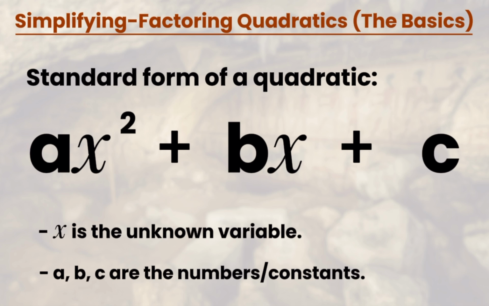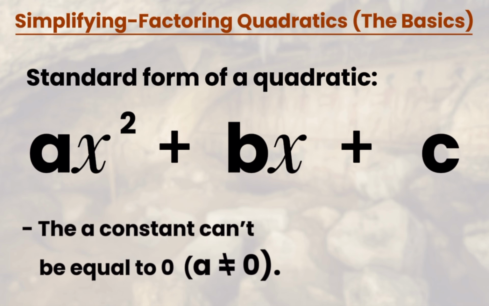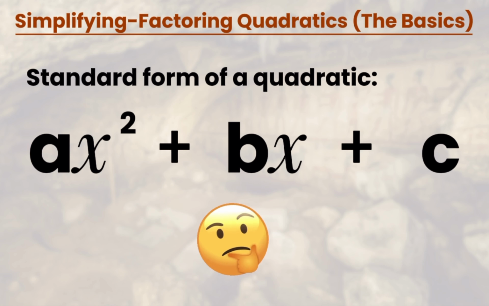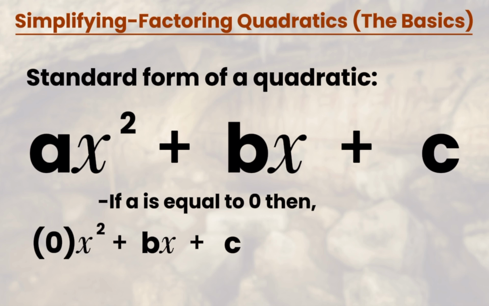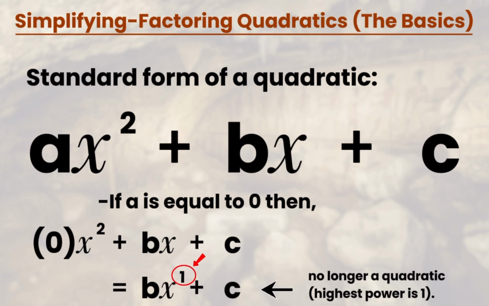Now, a major thing that has to be understood is that the a constant cannot be equal to 0. Why? Well, if a is 0, then the expression no longer has its highest power being 2. Therefore, it is no longer a quadratic.